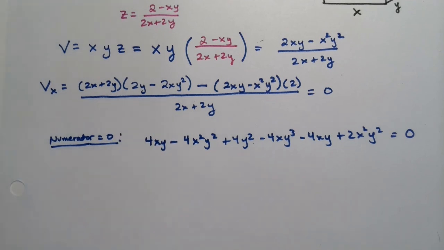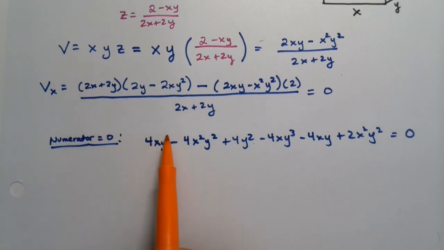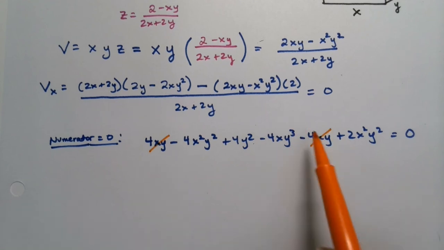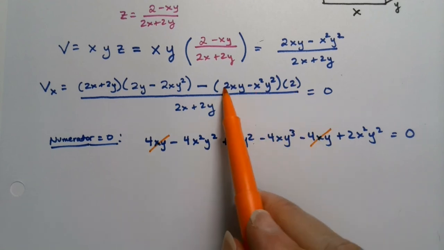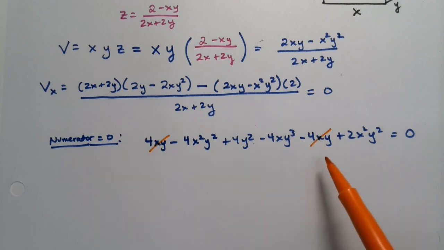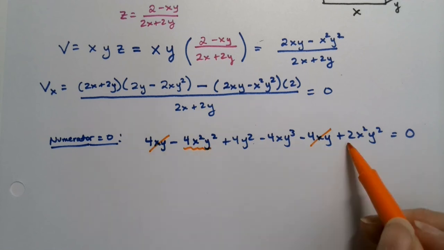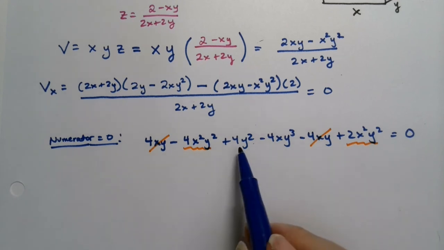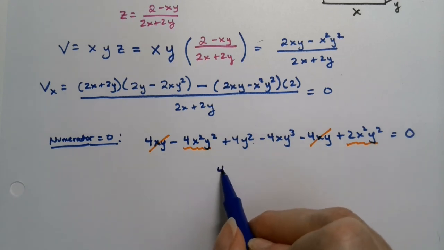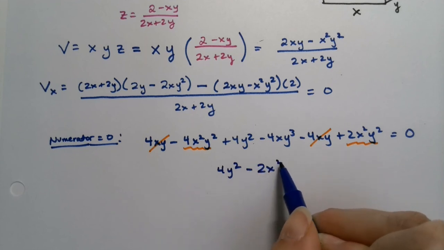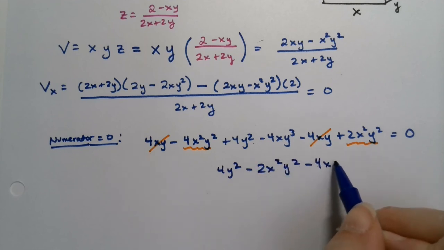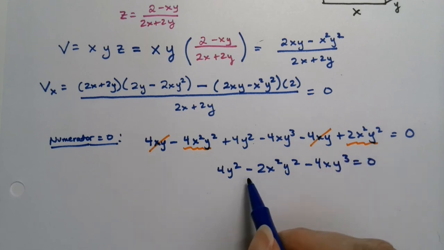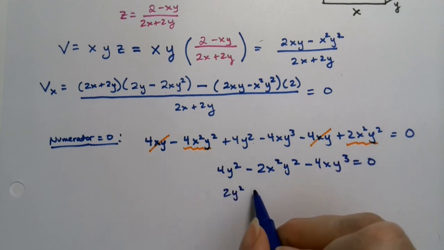Well, a couple things I notice here. I have a 4xy up in front. That came from 2x times 2y right there, so that's a 4xy, and a minus 4xy back there, which came from this minus 2xy times 2. So those are gone. And then I noticed that the minus 4x squared y squared and the plus 2x squared y squared are like terms, so I can combine those together. Let me rewrite this. This is 4y squared minus 2x squared y squared minus 4xy cubed. And there's a y squared and a 2 in everything, so I'm just going to factor that out.